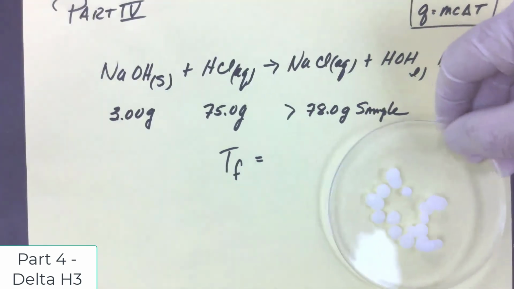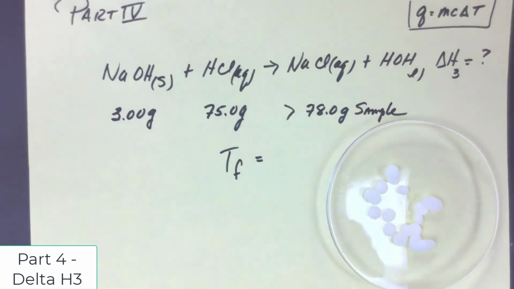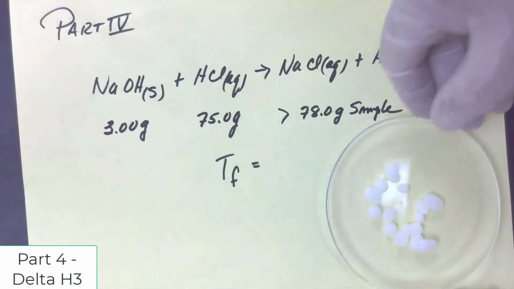Okay, I weighed out my 3 grams of sodium hydroxide. I placed my 100 milliliters of hydrochloric acid in the calorimeter. I'll put my stir bar in the calorimeter. Again, I will mix the two, monitor the temperature till it peaks, and then once it starts declining, I can stop taking my readings. So I'll put this in.